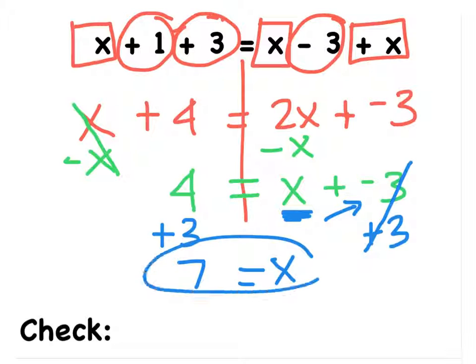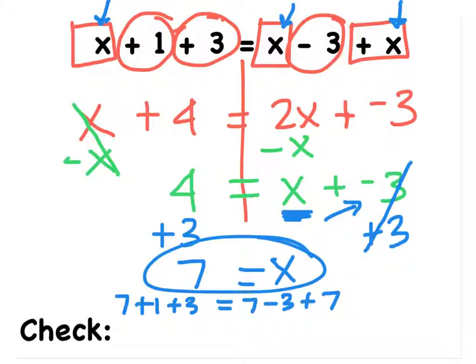Now let's do the check of our final answer. So every time I see an x, so here, here, and here, I'm going to put a 7 in instead. So 7 plus 1 plus 3 should equal 7 minus 3 plus 7. And I'm going to type that into my calculator, or I can use mental math.